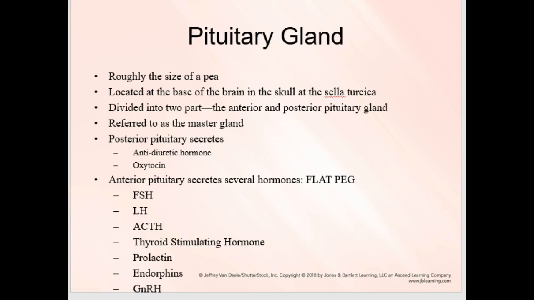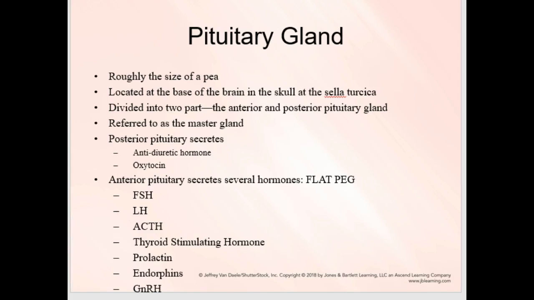So the posterior pituitary is the short list. This is the easy one to remember. It only secretes ADH and oxytocin. I have a chart of what they all do, these hormones do, in a little bit. So let's just talk about the names for now, and we'll look at the functions on the chart. The anterior pituitary secretes many hormones, and the mnemonic to remember them is FLAT PEG.